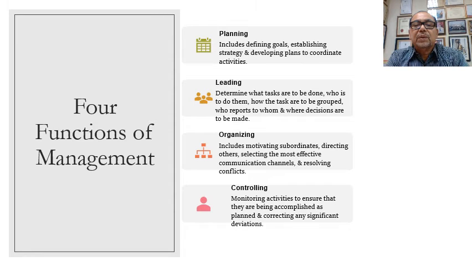And then the last part is controlling. What is the controlling part? Monitoring activities to ensure that they are being accomplished as planned and correcting any significant deviation. Deviation means any mistake. So the job of the manager is to control, to see that all the people in the organization are going to produce the furniture as per the planning. If there is any mistake, any deviation in the process, it's the job of the manager to oversee and correct it. So these are the four functions of management. In any type of organization, these four functions cannot be avoided.